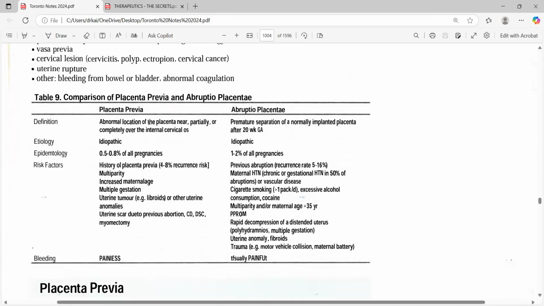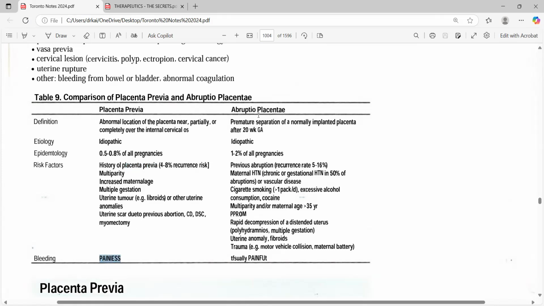Then comparison of placenta previa and abruptio placenta. For placenta previa, a history of placenta previa could be there, so in that case always think of placenta previa. Multiparity is one of the most common risk factors, and increased maternal age. With age, it is something you have to keep in your mind. If someone is talking about more than 35, either it's placenta previa or abruptio placenta. Also multiple gestation, uterine tumors, fibroids can cause a lot of it, and uterine scar due to previous abruption and myomectomy. And it is always painless.